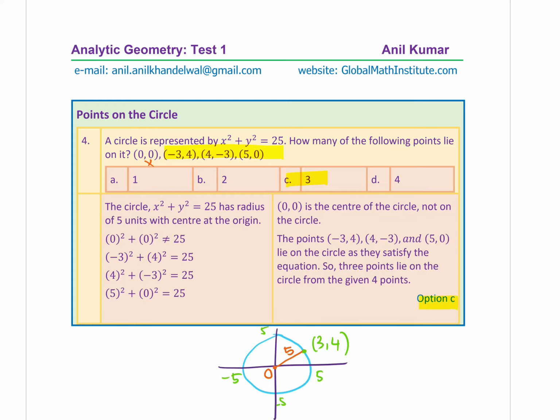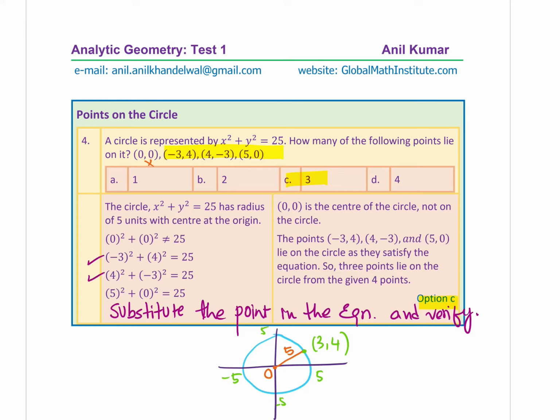Perfect. Well, if you want to confirm, in such questions you can take a point, substitute in the equation and verify, right? So I'm just writing here the strategy: substitute the point in the equation and verify. If you get both sides equal, that means the point satisfies the equation and it lies on the circle. So that is what we have done here.